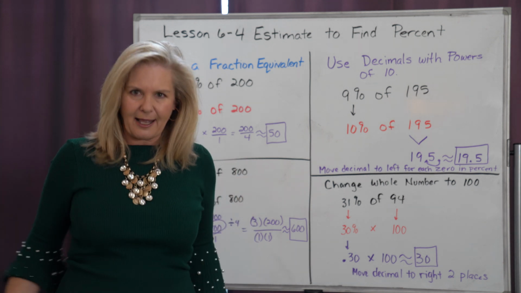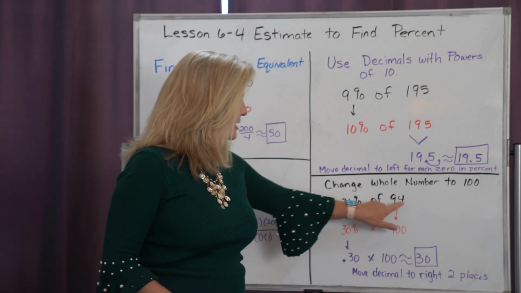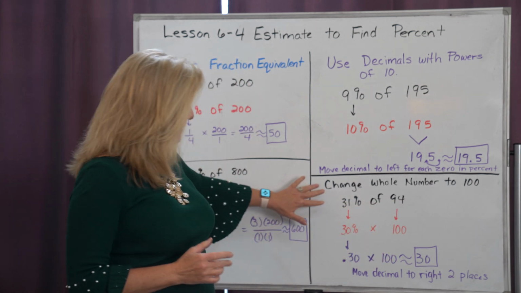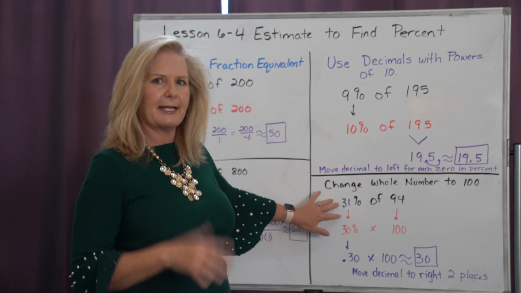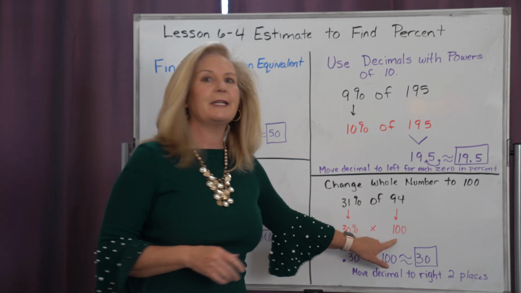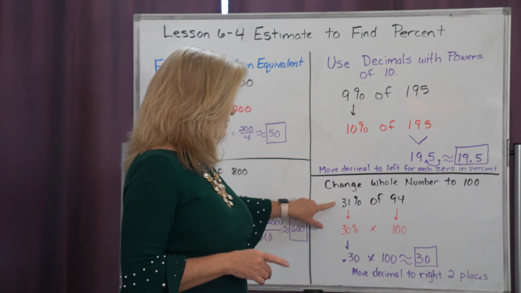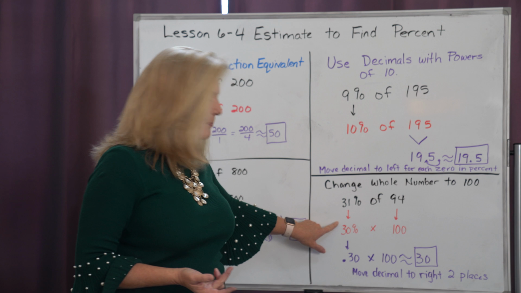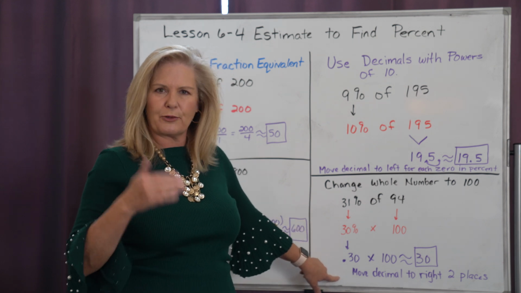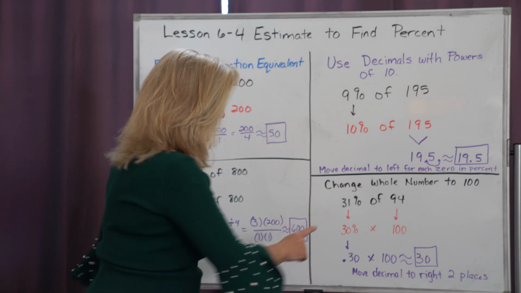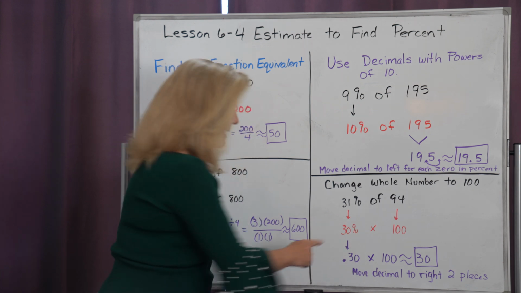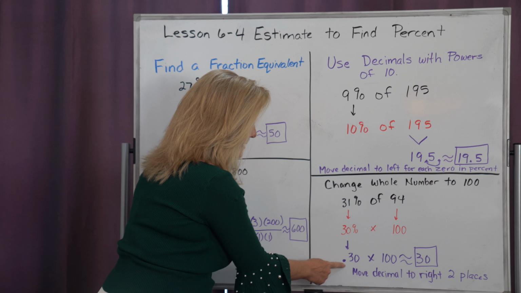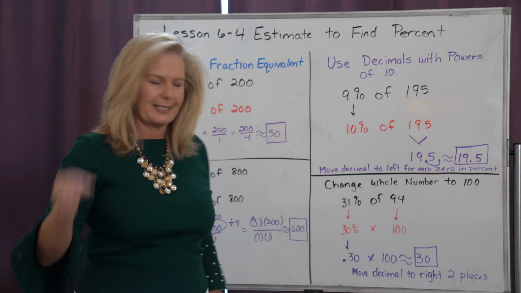Now, sometimes what you're going to want to do is you're going to want to create a whole number of 100. Because if I take 31% of 94, well, 94 is really close to 100, and I'd probably change my 31% to just 30%. So 30% is the same as 0.30 in decimal form, because I drop that percent and I replace it with a decimal and I move it 2 places to the left. That's how I'm getting my 0.30.